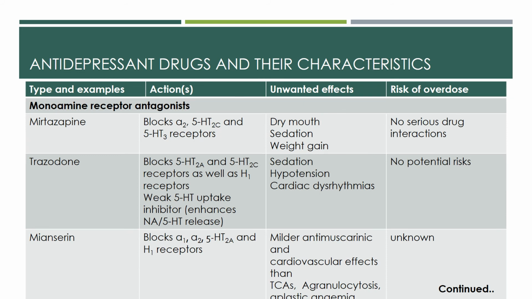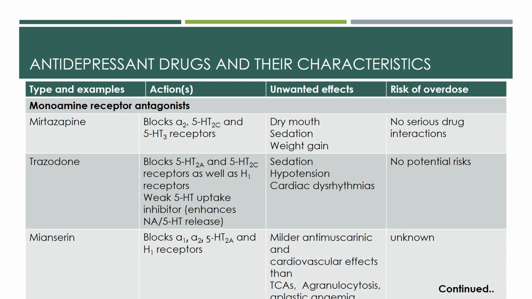Another class of antidepressant drugs is monoamine receptor antagonists, which include mirtazapine, which blocks alpha 2, 5-HT2C and 5-HT3 receptors, whose unwanted effects are dry mouth, sedation, and weight gain. Risk of overdose: no serious drug interactions. Another is trazodone, which blocks the 5-HT2 and 5-HT2C receptors as well as histamine receptors. It is a weak 5-HT uptake inhibitor and enhances noradrenaline and 5-HT release. The unwanted effects are sedation, hypotension, and cardiac arrhythmias. The risk of overdose is no potential risk.